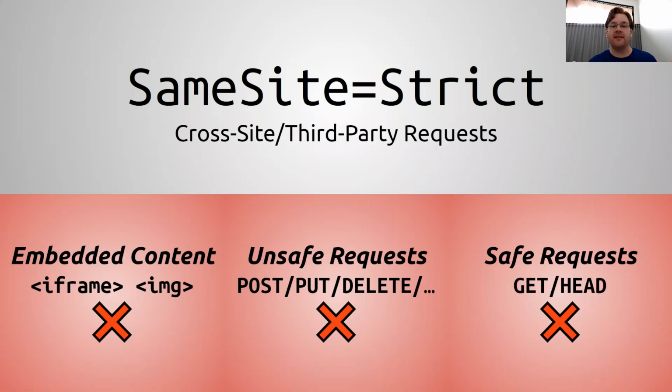It also blocks unsafe requests, say PUT requests, POST requests, DELETE requests, because they modify things and they have actions. That's why they're considered unsafe: they perform some behavior. But strict will also block safe requests, so GET requests, HEAD requests. It just blocks cookies across all third-party or cross-site requests, which makes it the most secure option and a great option if you want to lock things down.